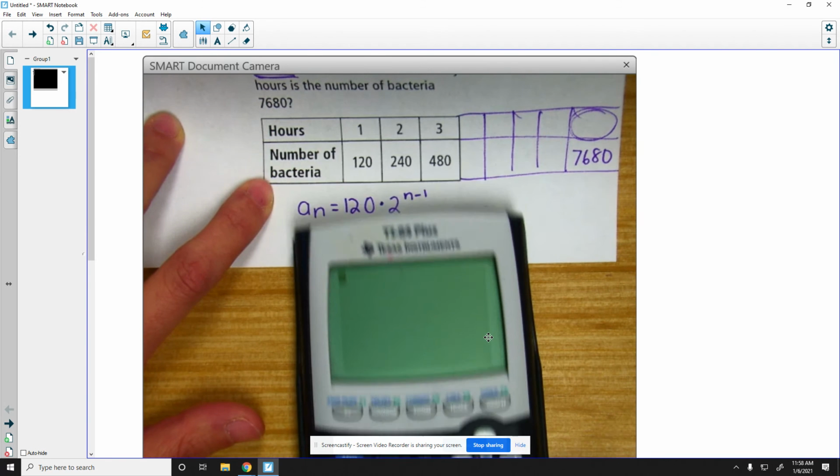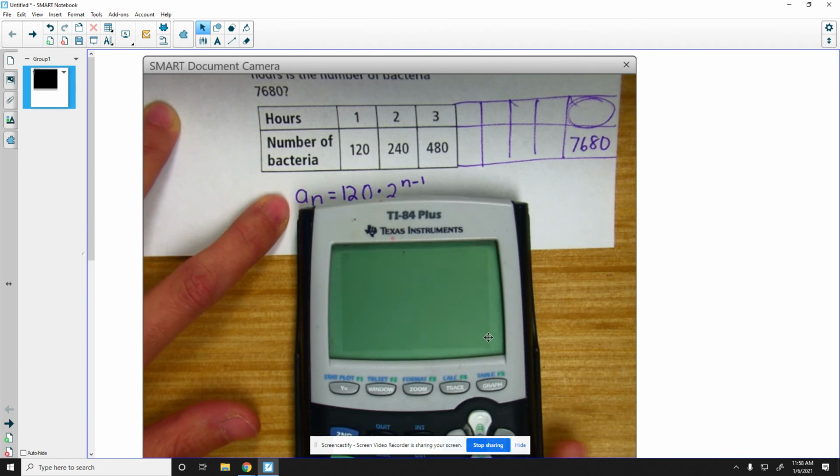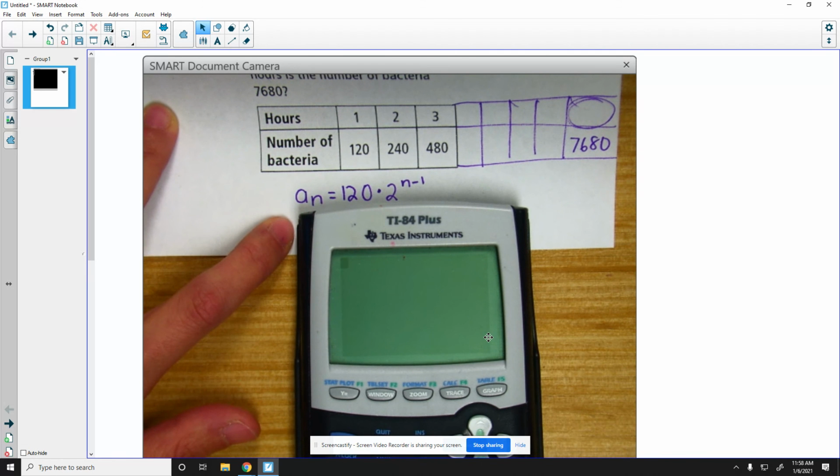Use your calculator. So what am I doing with my calculator?